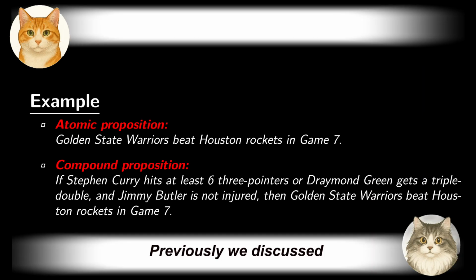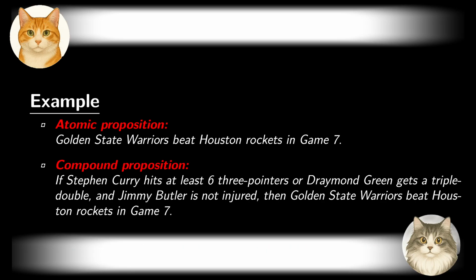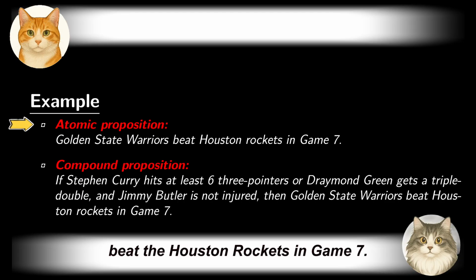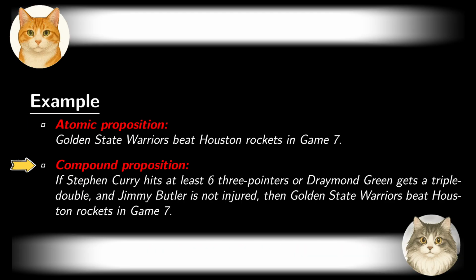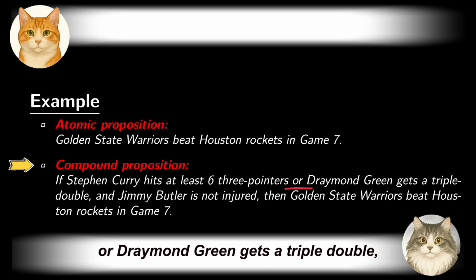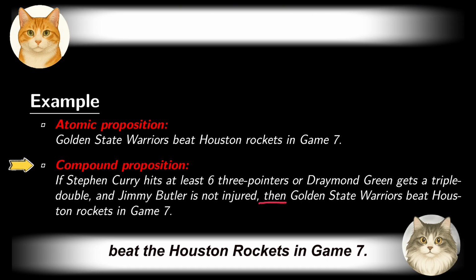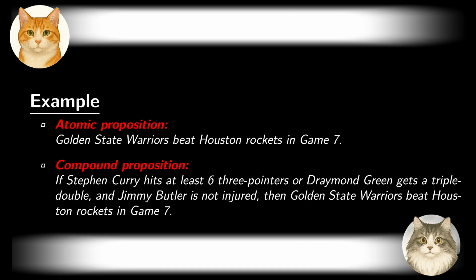Previously, we discussed what a logical proposition is, along with several examples. Now, let us compare the following two logical propositions. Proposition 1. Golden State Warriors beat the Houston Rockets in Game 7. Proposition 2. If Stephen Curry hits at least 6 three-pointers or Draymond Green gets a triple-double and Jimmy Butler is not injured, then Golden State Warriors beat the Houston Rockets in Game 7.